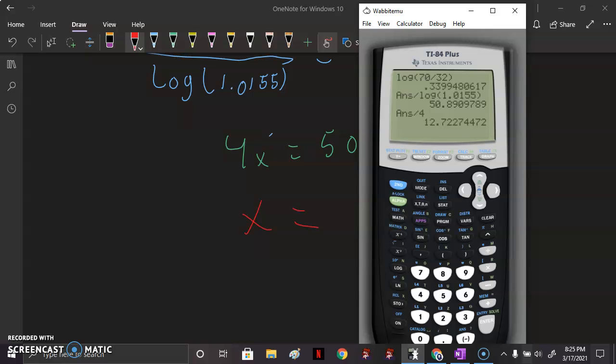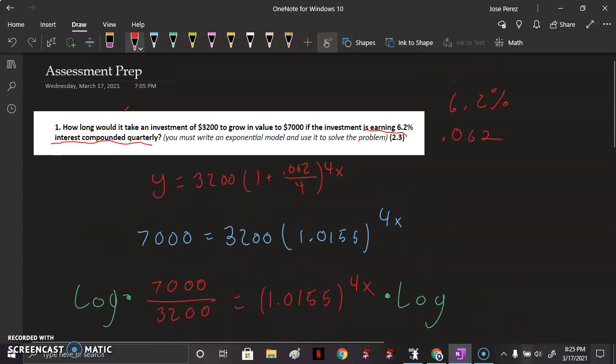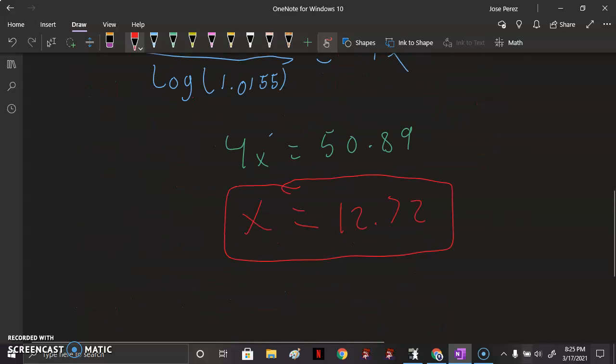We get 12.7274472, but we can just keep the hundredths place, and we're going to get 12.72. And that is our answer to the exponential equation. How long will it take? It'll take about 12.72 years.